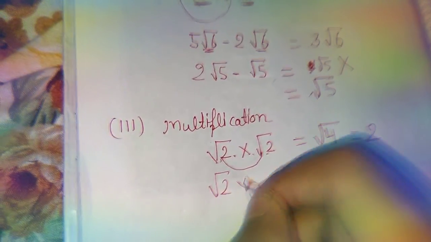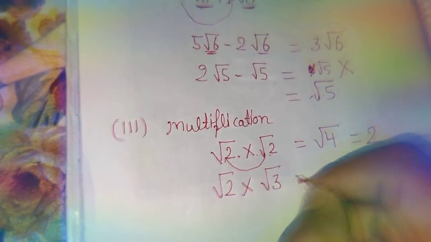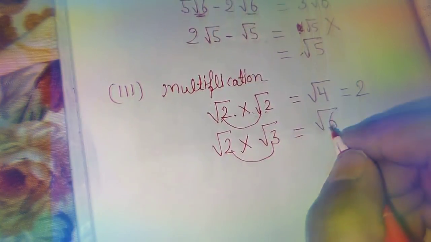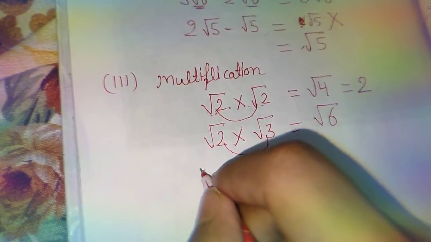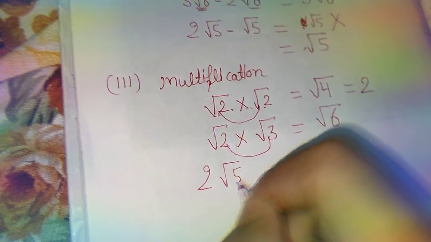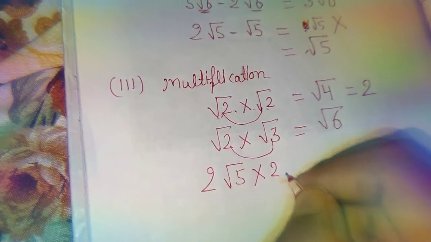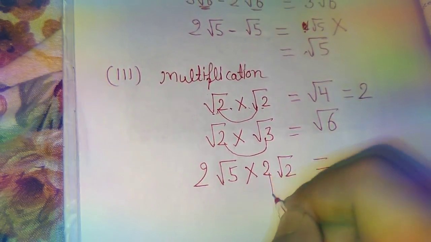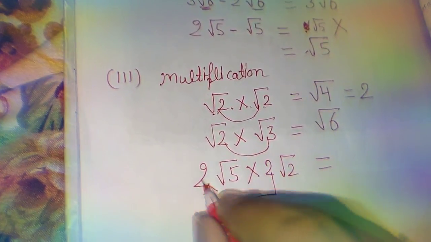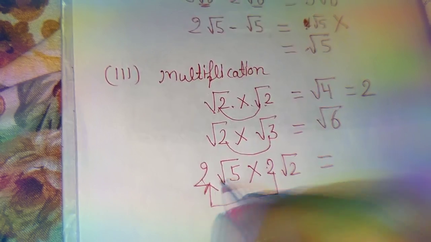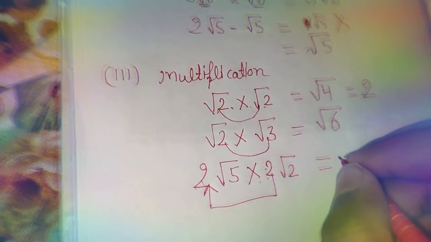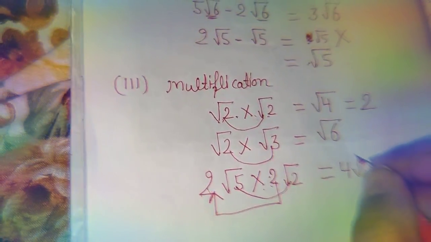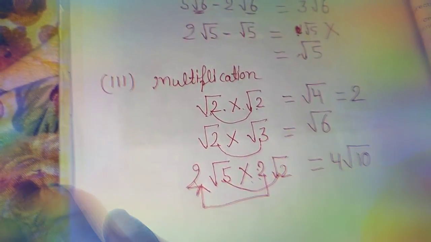Take one more example: root 2 into under root 3. It is just multiplied, 3 2s are 6. Now take one more example: 2 under root 5 into 2 root 2. The constant terms, the multiples, will be multiplied first, 2 2s are 4, and then the root quantities will be multiplied, so 5 2s are 10.